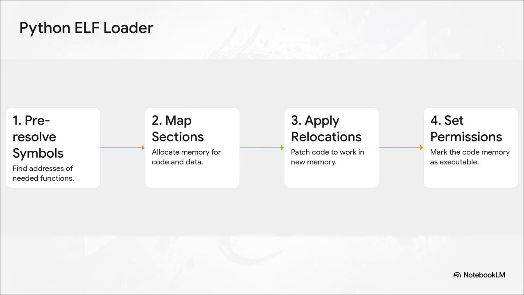First, it pre-resolves symbols. That's just a fancy way of saying it finds the memory addresses for any external functions the C code might need, like memcpy or something from the standard library. Second, it maps the different sections of the C code into memory. Third, it applies relocations. This is the critical step where it patches the C code, telling it where everything now lives in memory. And finally, the 4th step, it applies the correct execute permissions to that memory, which basically gives the CPU the green light to run it.